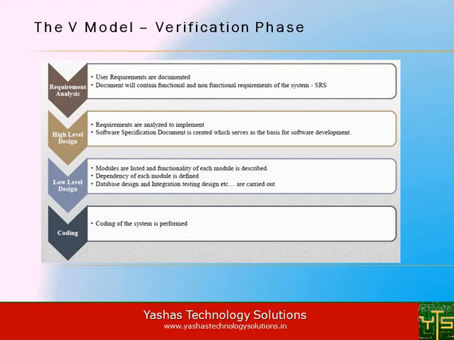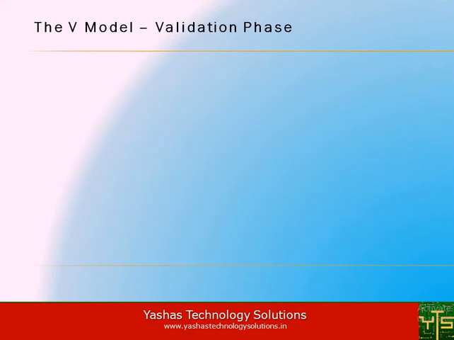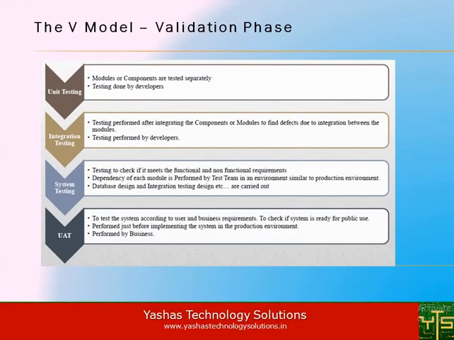Now let us understand the right side of the V, which is the validation phase. It starts with unit testing, where modules or components are tested separately, and it is done by developers. Integration testing is performed after integrating the components or modules to find the defects due to integration between the modules, which again may be performed by the developers.